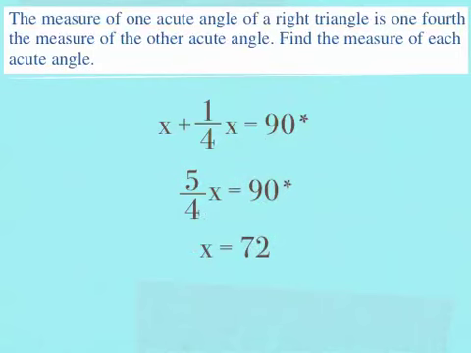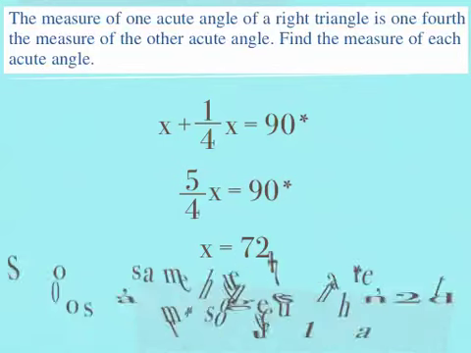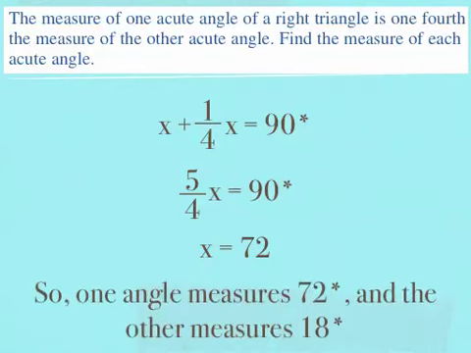It asks me to find the measure of each acute angle. I know that one of the angles is measuring x, so one of the angles does just measure 72. But then to find the measure of the other angle, I need to take 1/4 of 72. 1/4 of 72 is 18. So one angle measures 72 and the other measures 18 degrees.